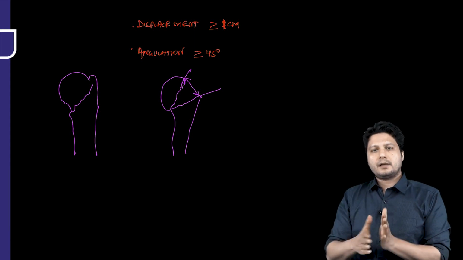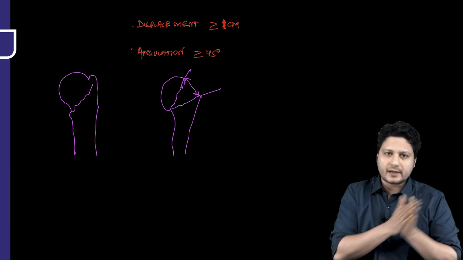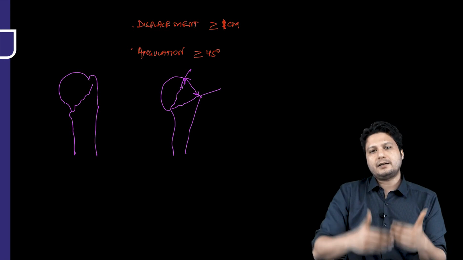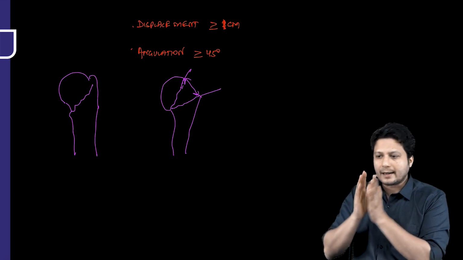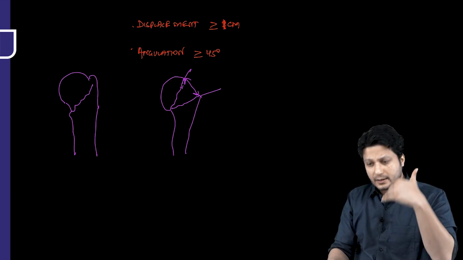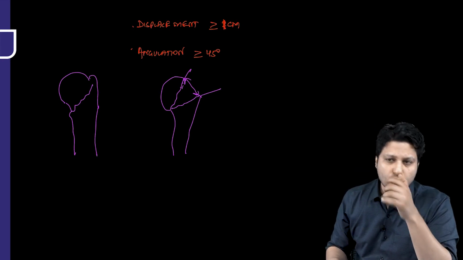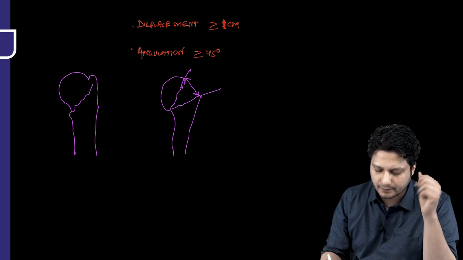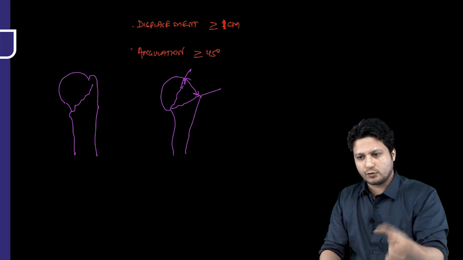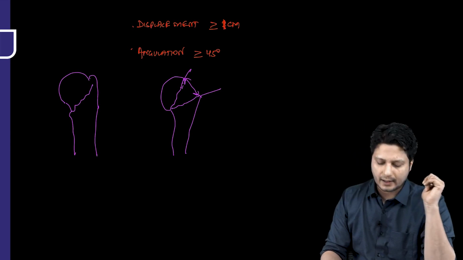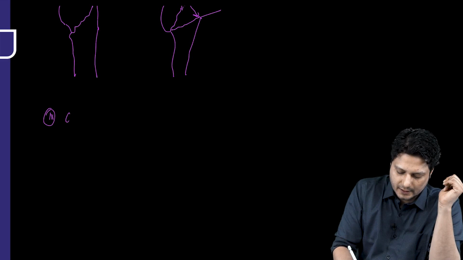As far as the Neer classification is concerned, which categorizes the fracture into 4 types, Neer type 1 is a 2-part fracture, Neer type 2 is a 3-part fracture, and likewise Neer type 4 ultimately is a comminuted fracture. So no one is going to ask you about the Neer classification. What is interesting, which could be asked in your examination, is the criteria. Then the third one is obviously the complications.